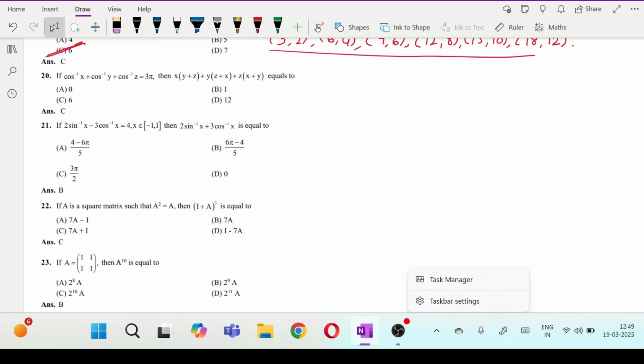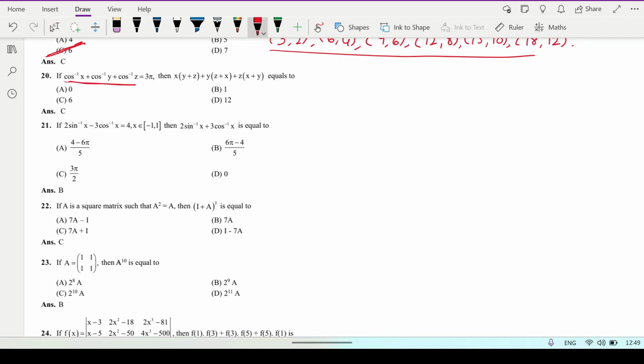Next one, if cos inverse x plus cos inverse y plus cos inverse z is equal to 3 pi. We know that the range of cos inverse is from 0 to pi. So, the maximum value for cos inverse is pi. We are adding the terms and we are getting 3 pi means each value must be equal to pi. The only possibility is pi plus pi plus pi, which will be equal to 3 pi, right?